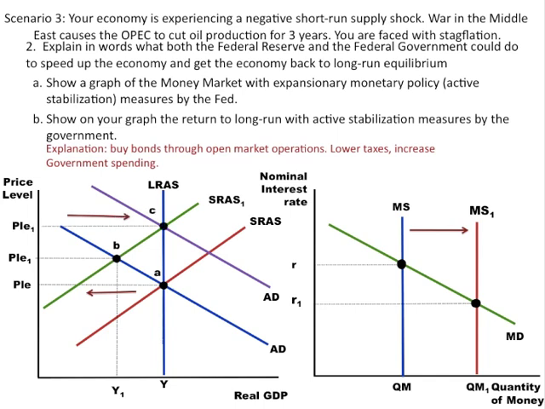So we get AD back to the right, back to long run, but here we have sort of a negative byproduct of these policies, being that prices are now higher. So we have increased inflation as a result of the Fed's buying bonds and the government's action. Nonetheless, we're back at long run and we have a fully employed economy.